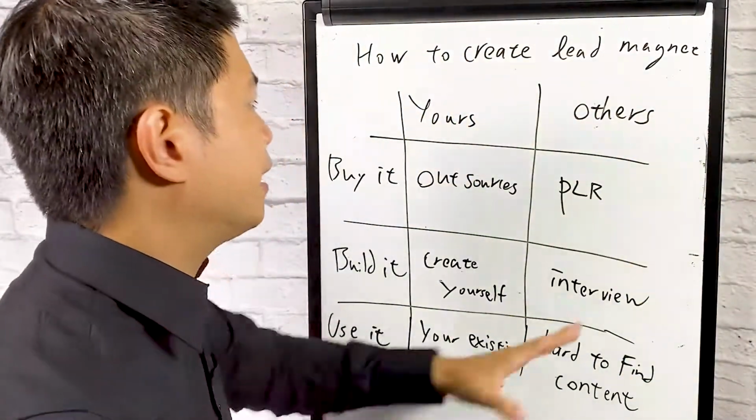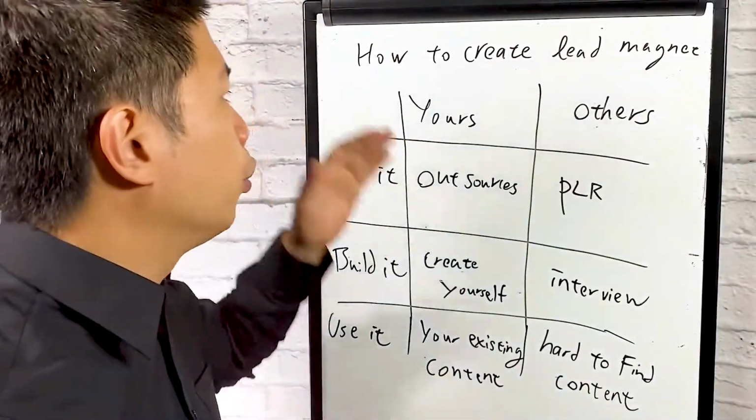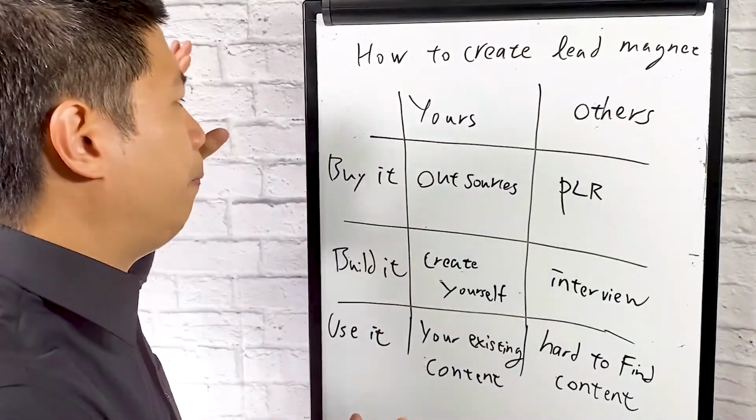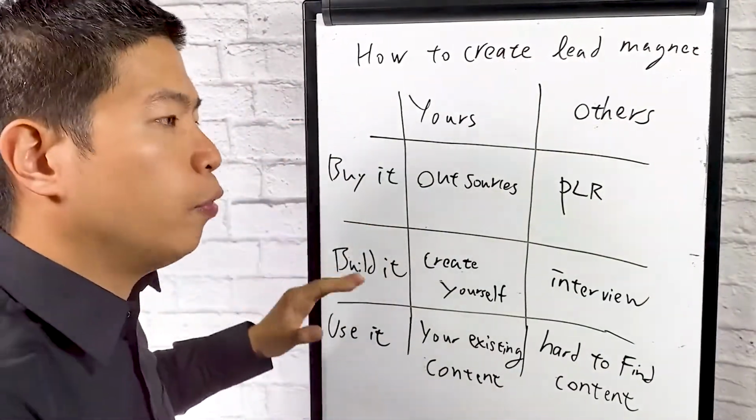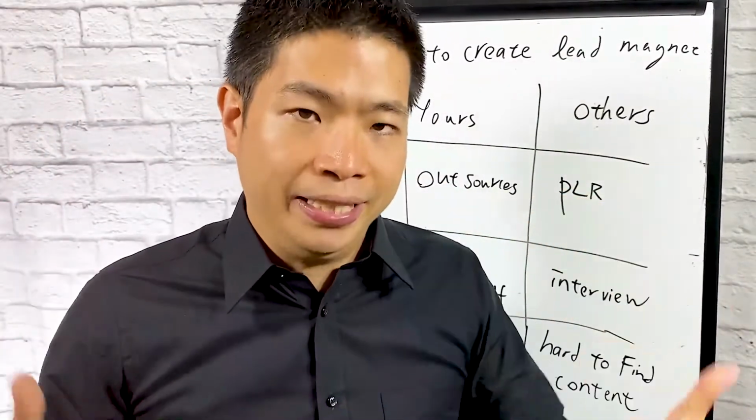So that's 6 different ways of creating your lead magnet. It can be your content, it can be other people's content, and you can either pay for it, or build it, or just find some existing content and make the best use of that.